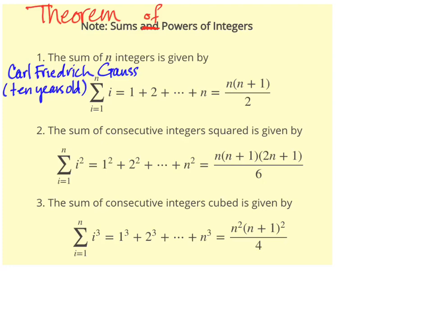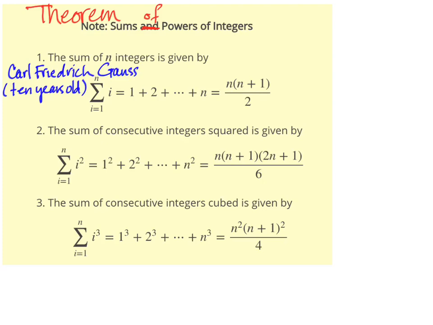And as punishment, she told him to go add up the numbers from 1 to 100. And he did it in about 3 seconds because he had already come up with this formula at the age of 10. So I'll show you in a different video how he proved his formula. It's pretty clever. But right now, let's just see what it means and how to use it.